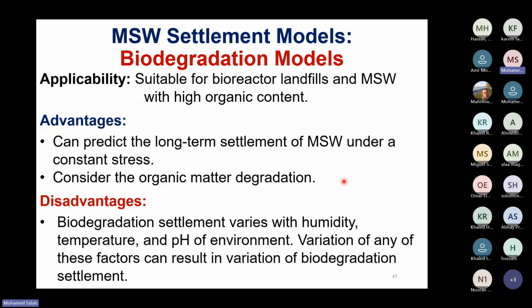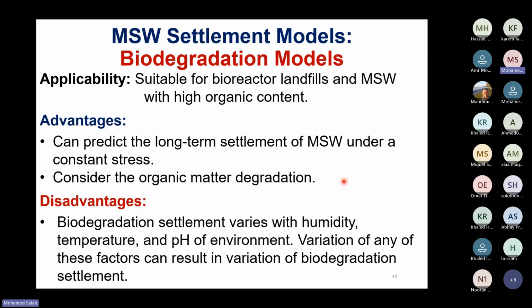The biodegradation models are very convenient for municipal solid waste with high organic content, and they could be used to predict the long-term settlement of municipal solid waste under a constant stress. And it takes into account the organic matter degradation.